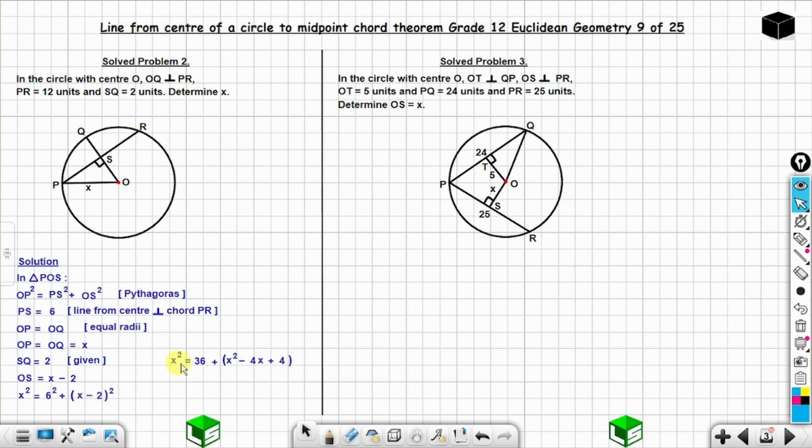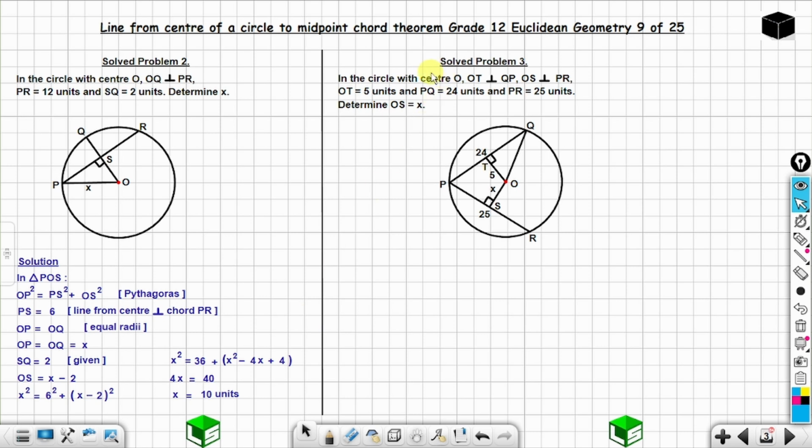You have X squared on the left side and plus X squared on the right. You transpose to the left side: X squared minus X squared is 0. Negative 4x, to the left, becomes 4x. This is equal to 36 plus 4, which is 40. Now you divide by 4 on both sides, and you are going to have X is equal to 10 units.